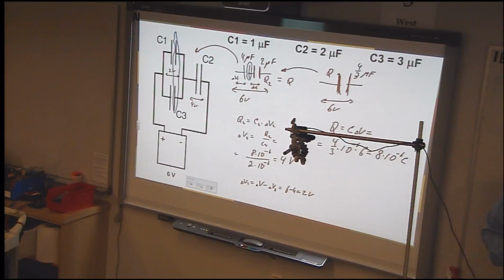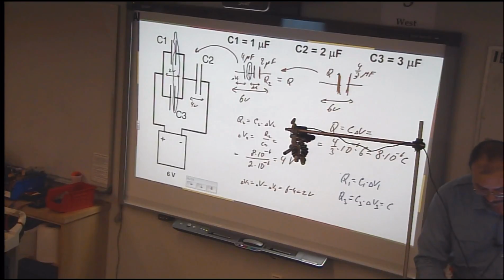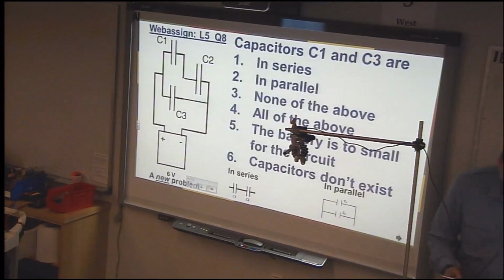So Q1 equals C1 times delta V1. Q3 equals C3 times delta V3, which is the same as V1. And that I'm not going to calculate. It's very quick, and I'm not going to ask this question because we are almost done.